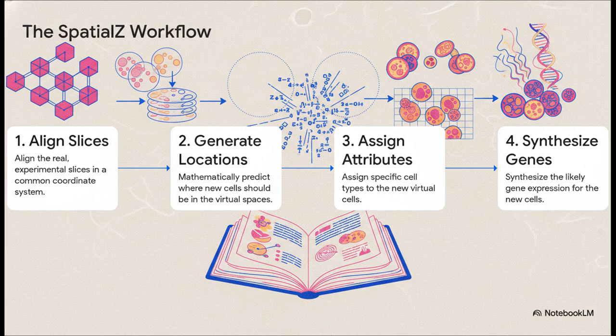So how does it pull this off? Well, the workflow is just brilliant. First up, it lines up the real slices we actually have. Then, and this is the magic, it uses a deep learning model to predict where new cells should be in the empty space. Next, it figures out what kind of cells they are. And finally, it generates what their gene expression probably looks like. It's literally computationally writing the rest of the book for us.